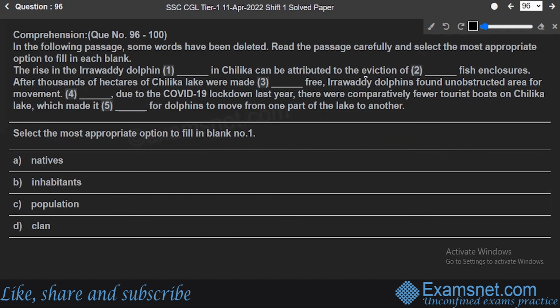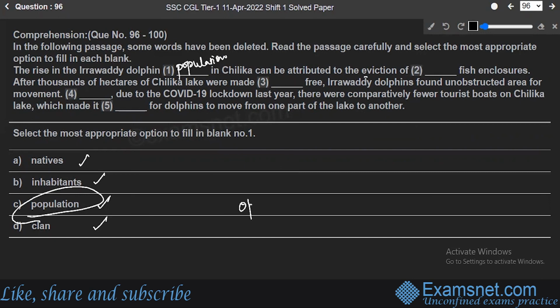See, the title of the given passage can be Dolphin Boom in Odisha's Chilika Lake, right? Something like this it can be. So the most appropriate word for the given blank can be natives or inhabitants or population or clan. I think it can be population. The rise in the Irrawaddy dolphin population in Chilika can be attributed to the eviction. So it means all the people or animals of a particular type that live over there. That is why we are talking about the population. So here will be the word population.